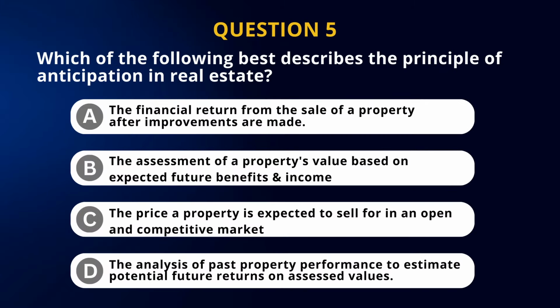Question number 5. Which of the following best describes the principle of anticipation in real estate? Letter A, the financial return from the sale of a property after improvements are made. Letter B, the assessment of a property's value based on expected future benefits and income. Letter C, the price a property is expected to sell for in an open and competitive market. Letter D, the analysis of past property performance to estimate potential future returns on assessed values.